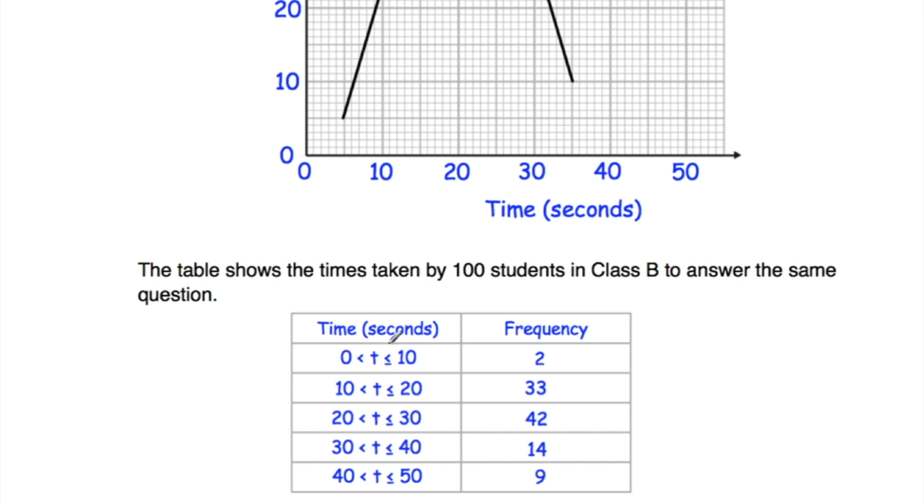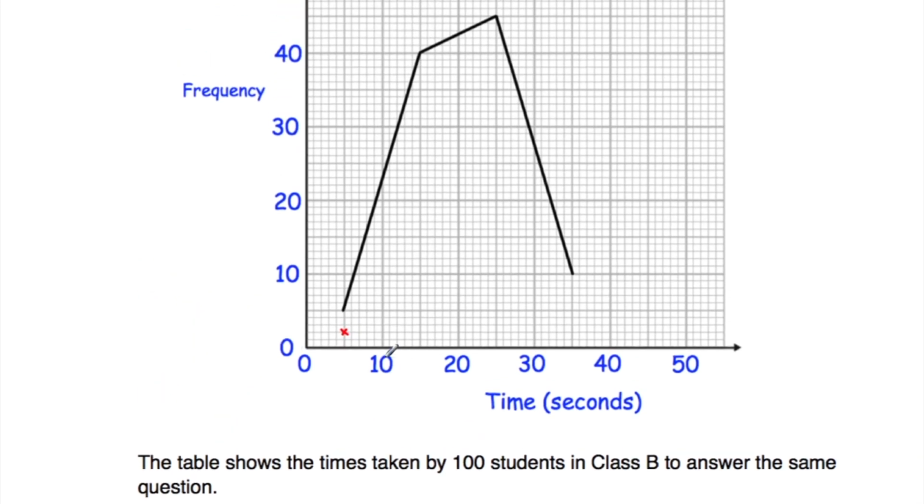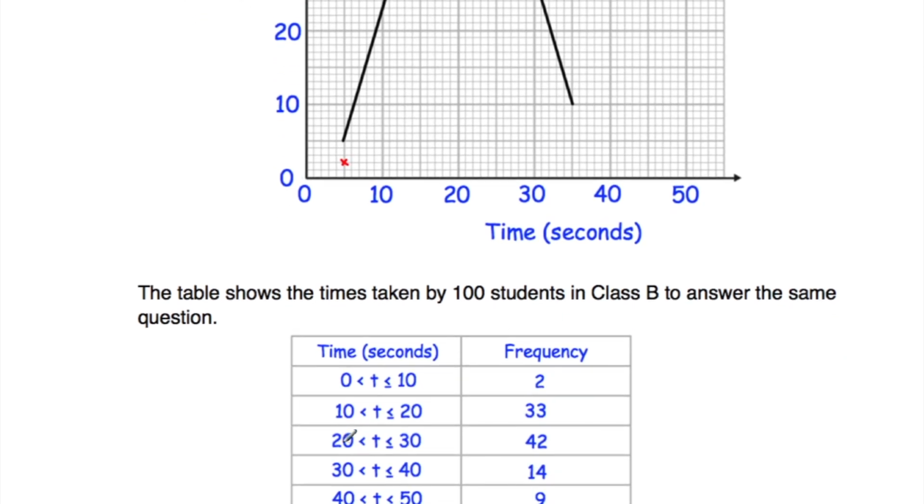And we've got between 0 and 10 seconds, that's going to be plotted at 5, and it's got a frequency of 2. So that's going to be our first point. Next, between 10 seconds and 20 seconds, 33 people took that amount of time. So between 10 and 20 seconds, we're going to plot that at 15. We're going to go up to 33. So 30, 31, 32, 33. That will be there.